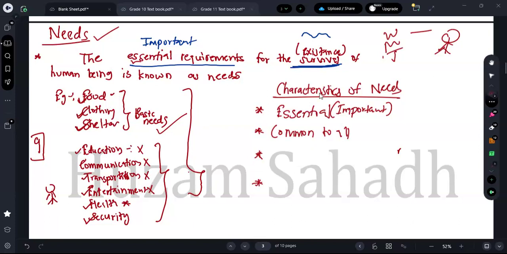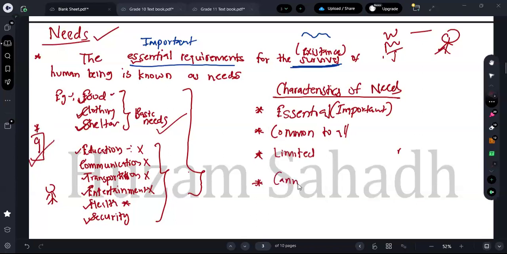So what's happening there? Needs are common to all. It is not different from person to person. Whoever the person is, everyone has this set of needs only. So we can say needs are common to all. And the next one we can say is that it is limited. I told you, we have only nine needs. So needs are limited. Are they unlimited? No. I clearly told you all, there are only nine needs. So it is limited.